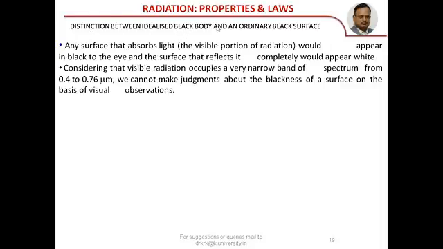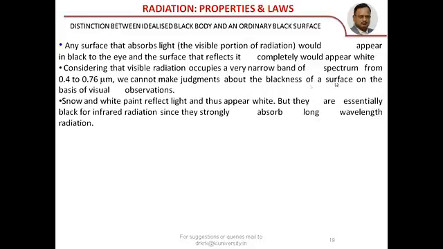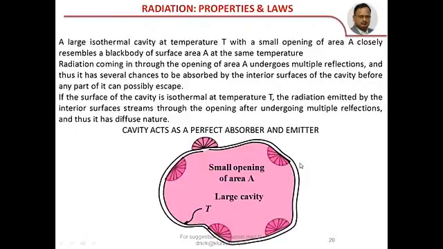So let us have quickly a look at the distinction between an idealized black body and a black surface which appears to our naked eye in black color. Any surface that absorbs light, the visible portion, would appear black to the eye, and a surface that reflects completely would appear white. Considering that visible radiation occupies a very narrow band, we can't make a judgment about the blackness of a surface on the basis of visual observations. For example, snow and white paint reflect light and thus appear white, but they are not essentially white bodies. More or less, they are very close to a black body since they strongly absorb all long wavelength radiation. A surface coated with lilac paint approaches idealized black body behavior.